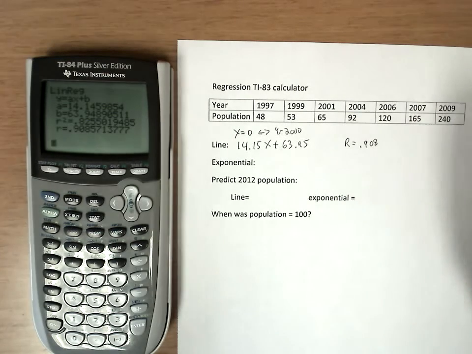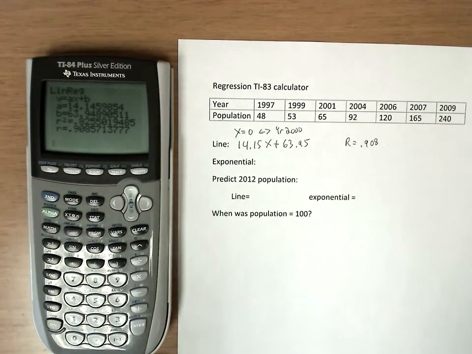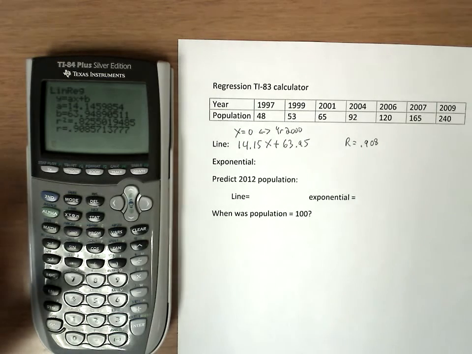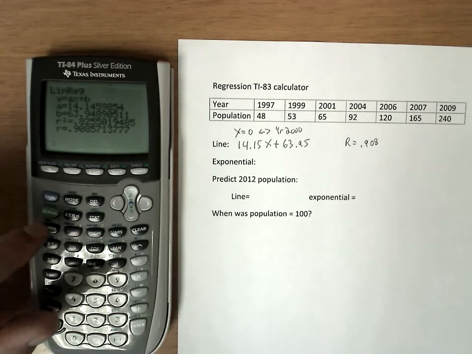0.908 is a strong positive correlation. Values closer to 1 are better, closer to -1 would be negative correlation. But around 0 tends to indicate no correlation at all. Let's take a look on a graph.